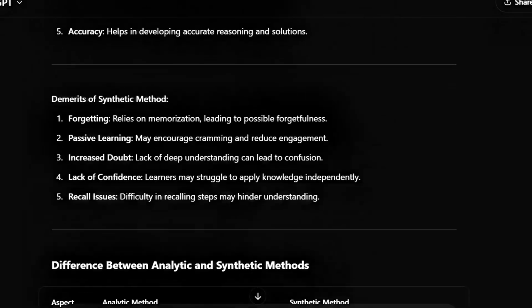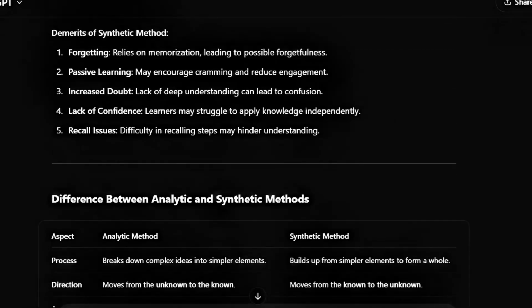Demerits of synthetic method. 1. Forgetting. Relies on memorization, leading to possible forgetfulness. 2. Passive learning. May encourage cramming and reduce engagement. 3. Increased doubt. Lack of deep understanding can lead to confusion. 4. Lack of confidence. Learners may struggle to apply knowledge independently. 5. Recall issues. Difficulty in recalling steps may hinder understanding.